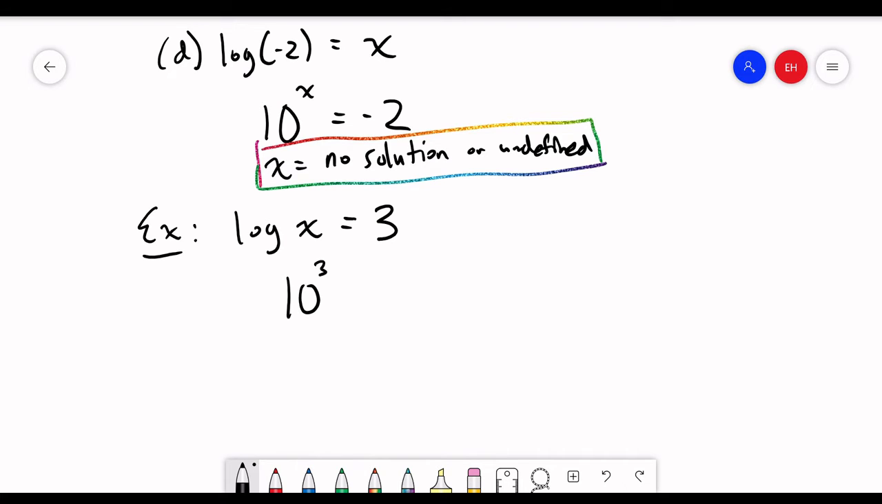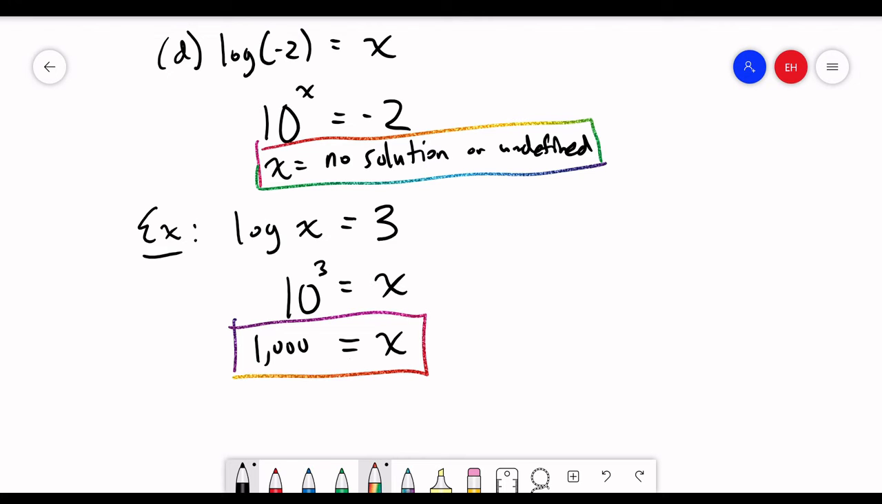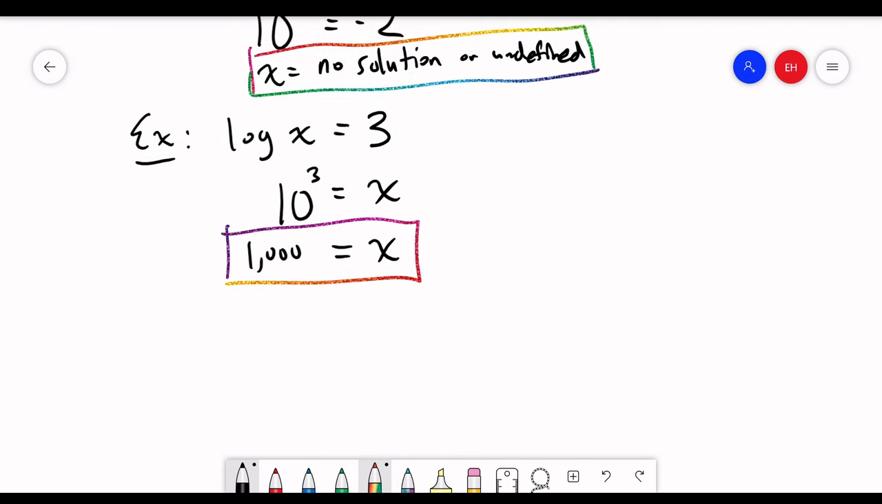All right, log x equals 3. So then I transform, 10 to the 3rd power. Because again, the log is the exponent, so 3 is in the exponent spot, equal to what's left in the log, which is x, so x is 1,000, and I'll just highlight my answer there.